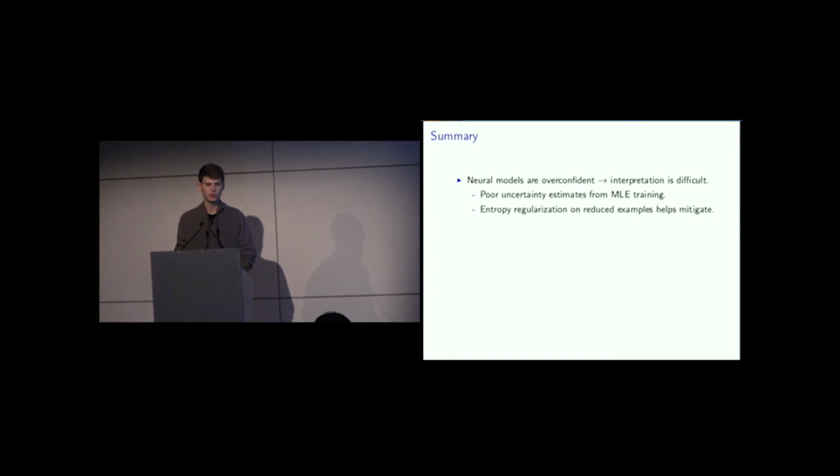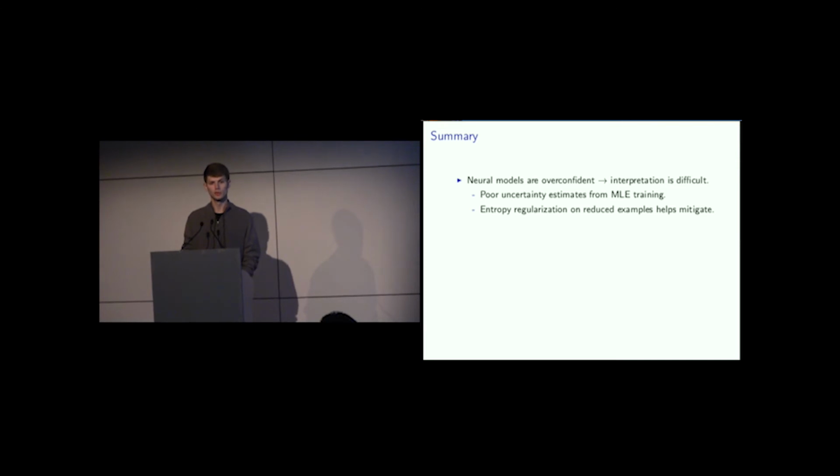So let's conclude and summarize what we talked about. We saw neural models are extremely overconfident. We suspect this results from poor uncertainty estimates coming out of maximum likelihood training. There's nothing in the maximum likelihood objective that's trying to encourage your confidence to be calibrated in any way or to be reasonable on out-of-domain inputs.